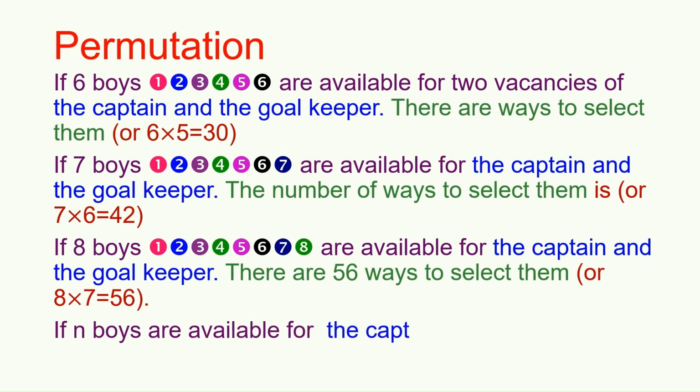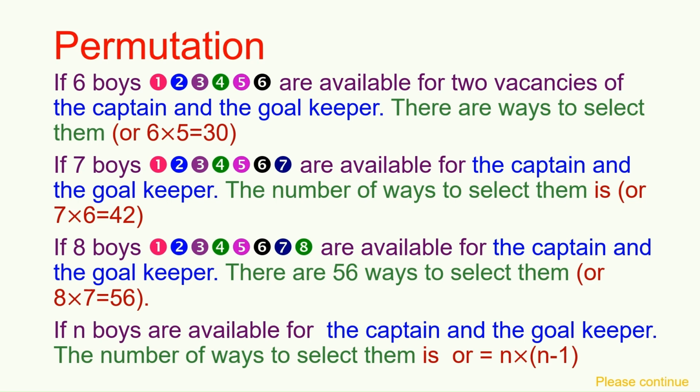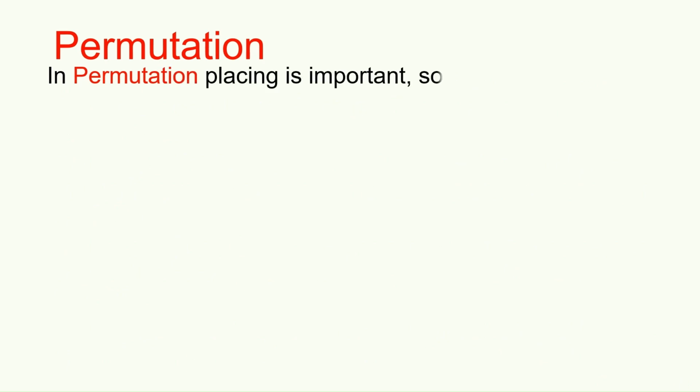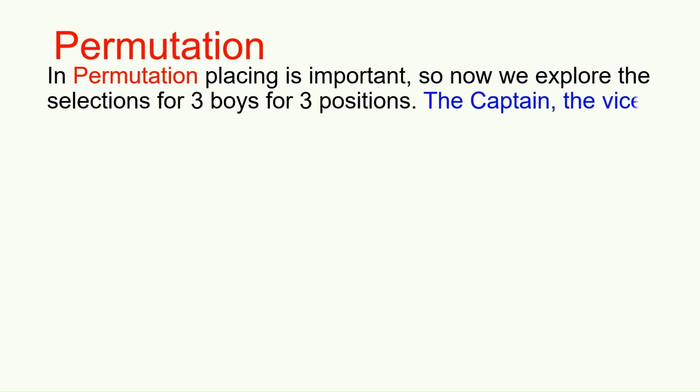If n boys are available for 2 vacancies of the captain and the goalkeeper, the number of ways to select them is n times n minus 1. In permutation, the placing is important. So now we explore more selections.